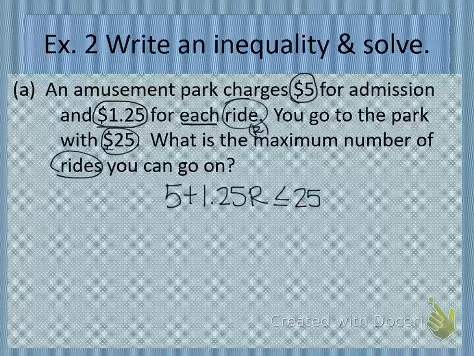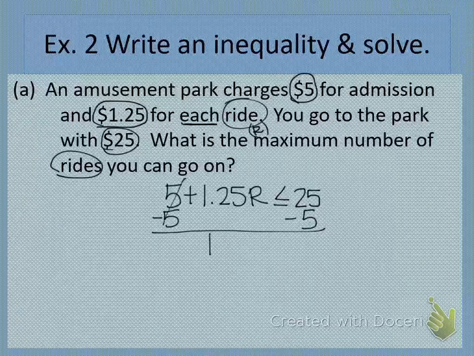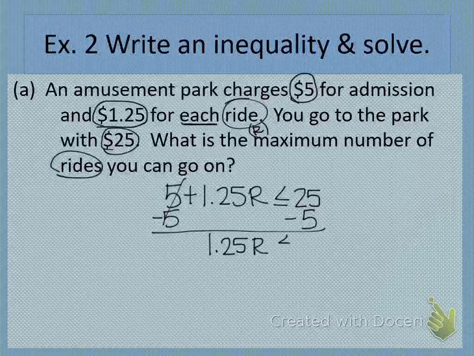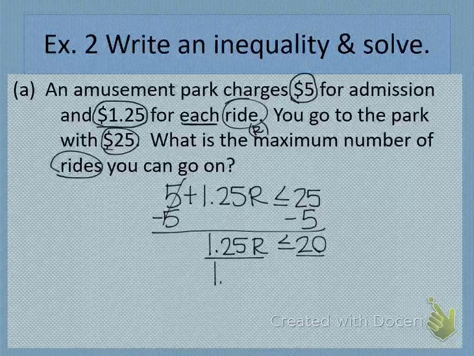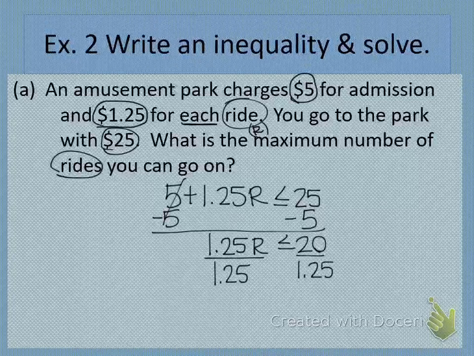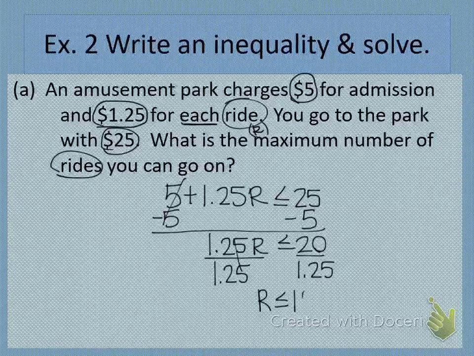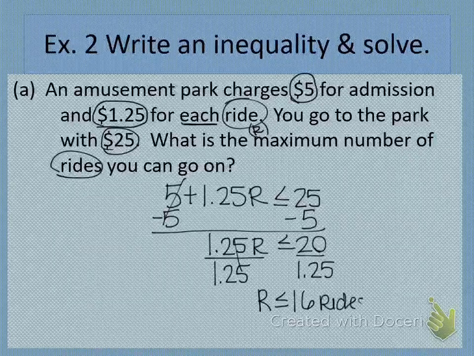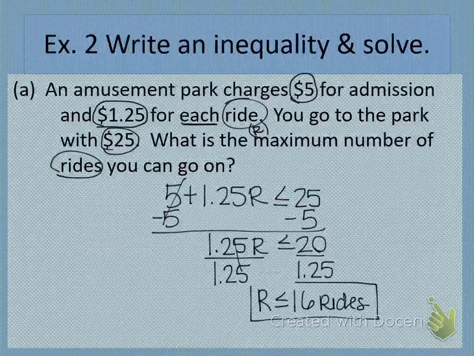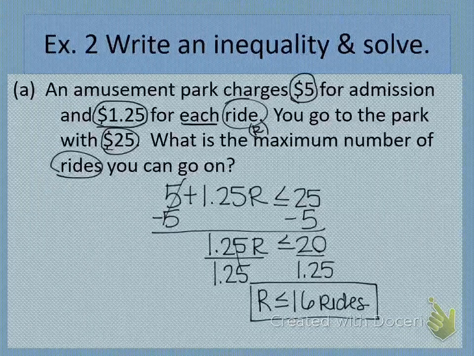Now, we need to solve it to find out how many rides we're able to ride. What do we move first? How do we move the 5? We subtract 5 from both sides. So we have $1.25 times R is less than or equal to 20. And then how do we solve for R? We divide both sides by that $1.25. So R is less than or equal to what? 16. And what's our label going to be for this one? Rides. Okay, according to what we just solved, we can ride 16 rides or less. So the label on this problem is rides.